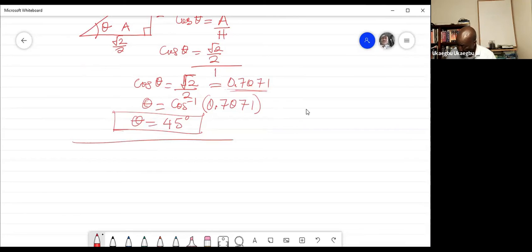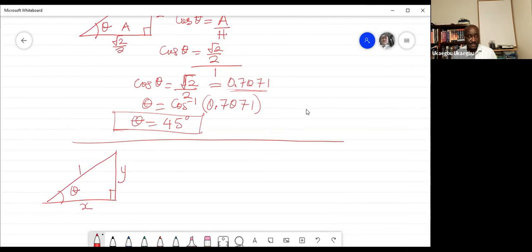Let's redraw the triangle. I'm redrawing the triangle right here, just for clarity, so that we will be looking at the triangle at the same time. This is your theta, this is y and x. And let's apply our SOHCAHTOA. Okay. So let's say sine theta would be, of course, this is your opposite, this is your adjacent, and this is your hypotenuse.